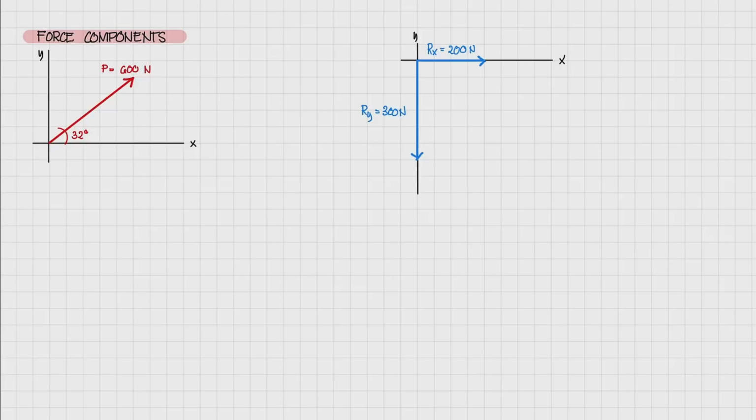So, okay. For our first example, we are to compute the force components of your force, which is 600 newtons, and it is inclined at an angle of 32 degrees. So, ano ba yung first components natin dito? So, for this one, we have our force components. Let's say, first one here would be your Py, and then the second one here would be your Px.